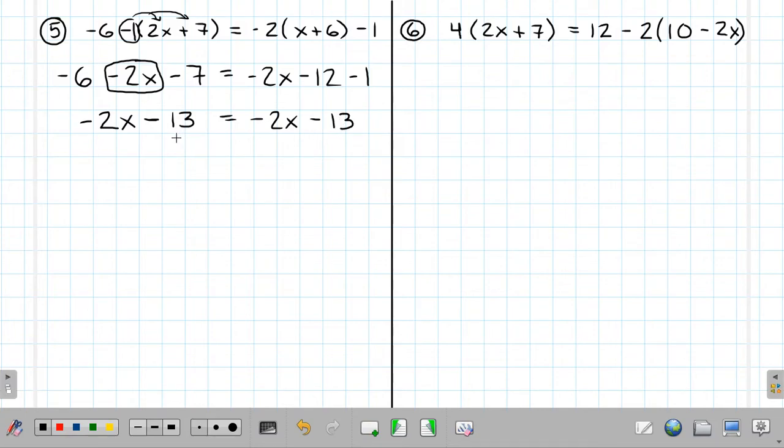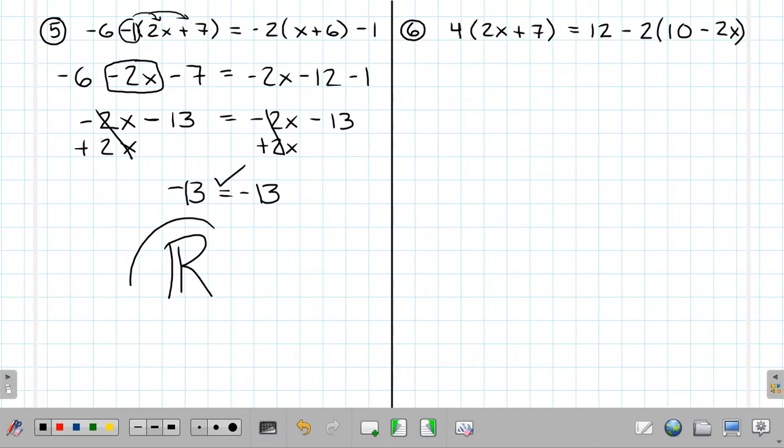And then once again, some of you might be able to look from here and say, oh, this looks like something we've done before. Well, it is, because once again, we got a choice. We can either add 2x or add 2x. So I'm going to pick to add 2x to both sides. And what ends up happening here is these will go away. So we get -13 is equal to -13. That is always true, meaning there are infinite solutions.